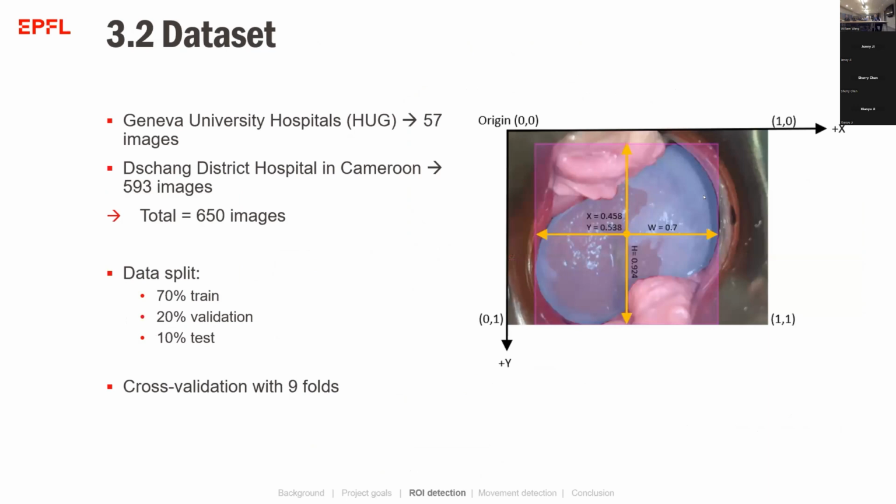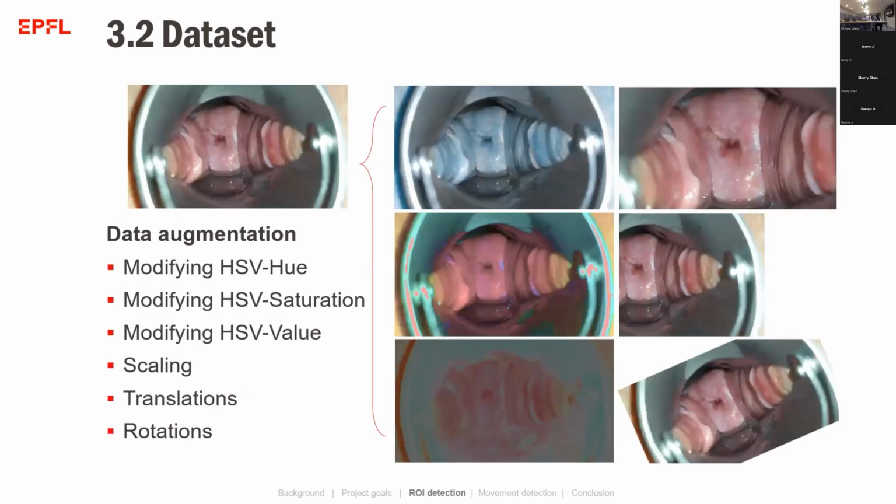So we trained YOLO using a data set of 650 images. We used 70% of the data for training, 20% for validation, and 10% for the test. And we did cross-validation with 9 folds. Here you can see an example of the annotation. In pink, we have the annotated bounding box around the cervix. We also did data augmentation to make the network more robust to illumination changes and also rotation, scaling, etc.